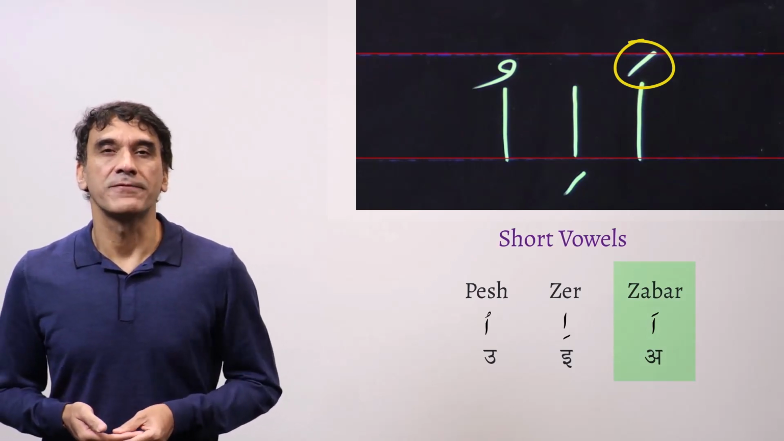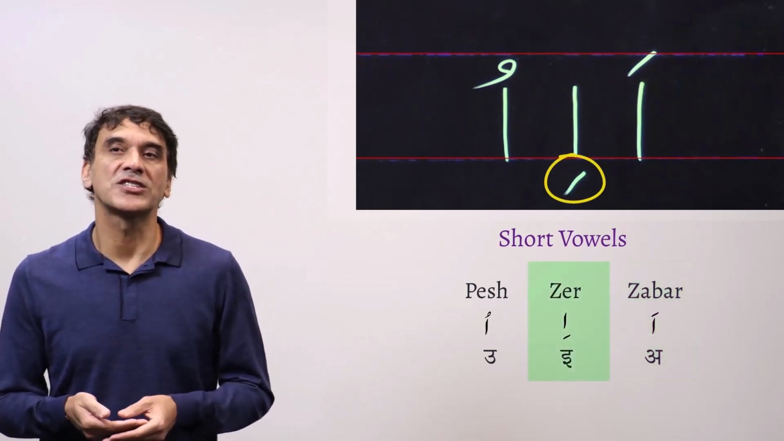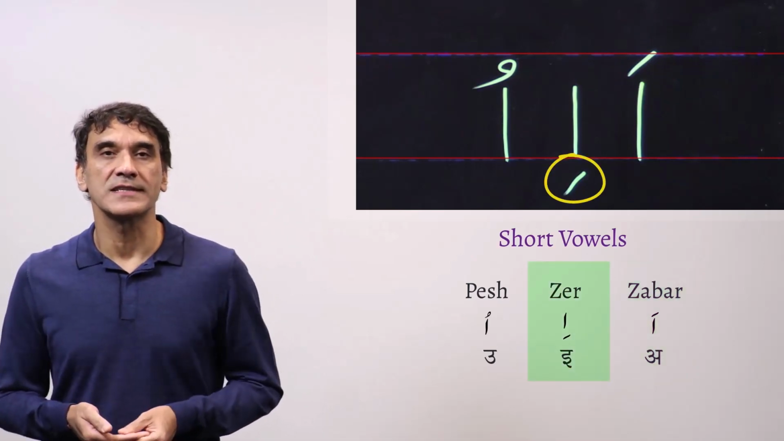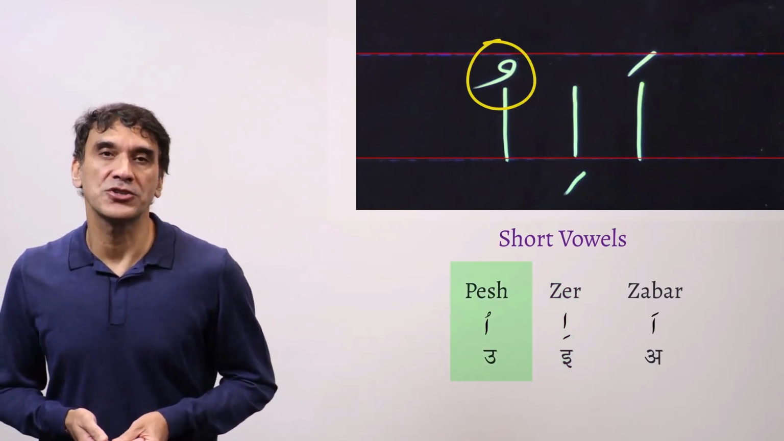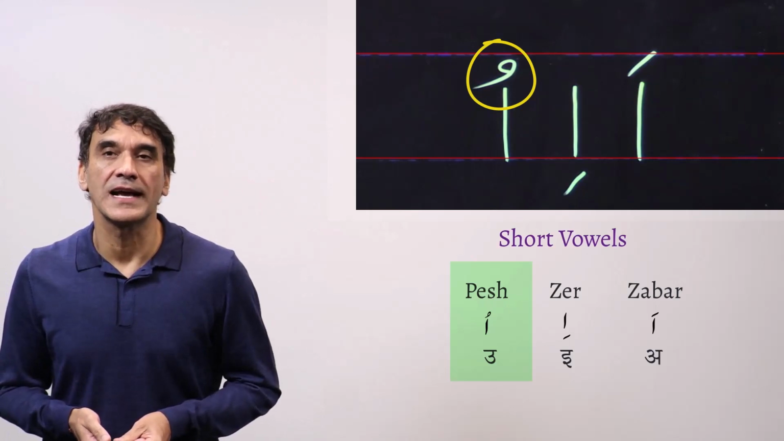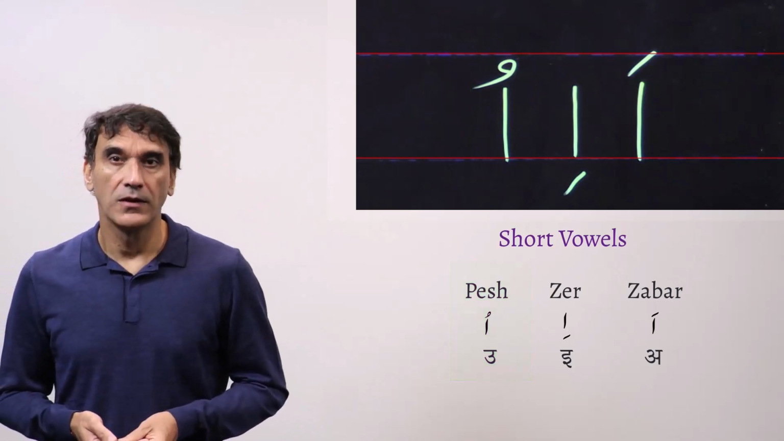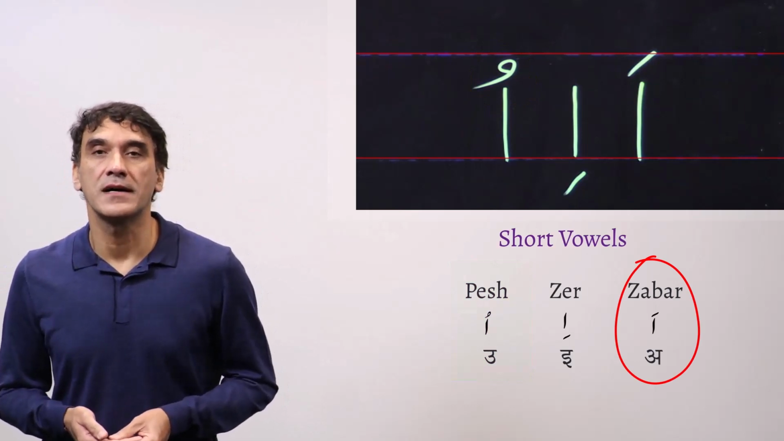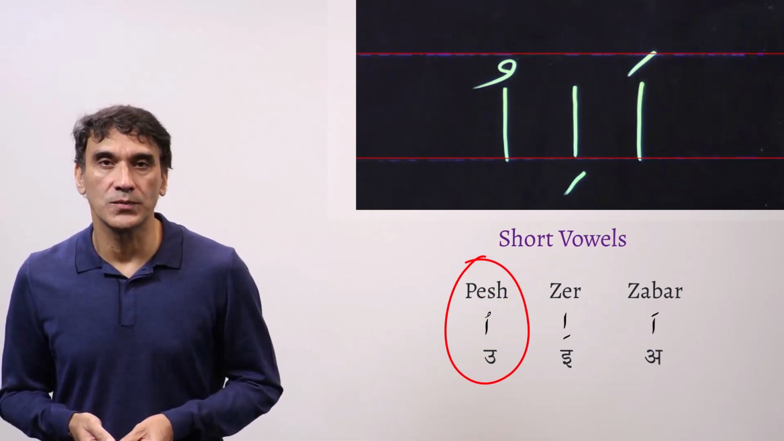Zabar is written as a very small slanted stroke above the letter. Zer is short E matra and it is written as a small slanted stroke under the letter. And finally, Pesh is the short U matra, which is written as a comma-shaped diacritic above the letter. For example, Alif Zabar A, Alif Zer I, and Alif Pesh U.